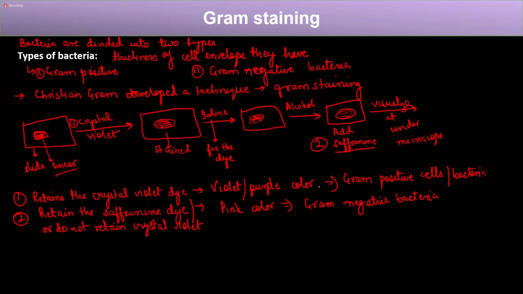So based on their ability to retain the crystal violet dye, the bacteria are divided into two types: the gram-positive bacteria and gram-negative bacteria. Now we will see why one type of bacteria retains this crystal violet dye and the other type does not. For that, we will first have to draw the structure of the gram-positive and gram-negative bacteria.